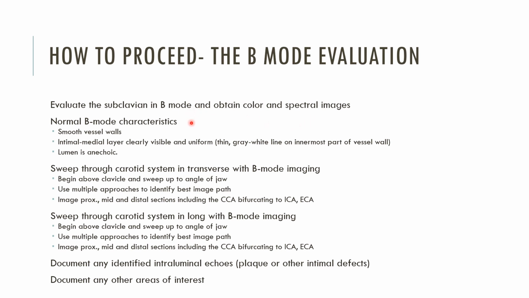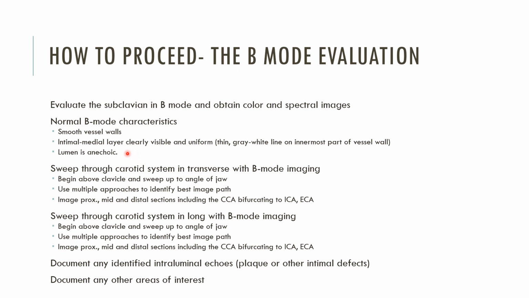Next, you would go to B mode, into the carotid. When you're in the carotid, what you're really looking for is to demonstrate smooth vessel walls in both your transverse and in your long images. You want to make sure that you see the intimomedial layer or interface clearly and that you see that it's visible and uniform. If you see enlargement of something, that's going to send off a little red flag for you.